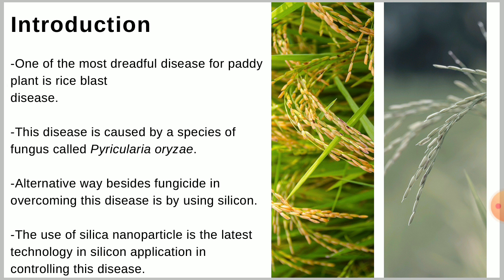For the introduction, one of the most dreadful diseases for paddy plant is rice blast disease. This disease is caused by the species of fungus called Pyricularia oryzae. An alternative way besides fungicide in overcoming this disease is by using silicon. The use of silica nanoparticle is the latest technology in silicon application in controlling this disease.